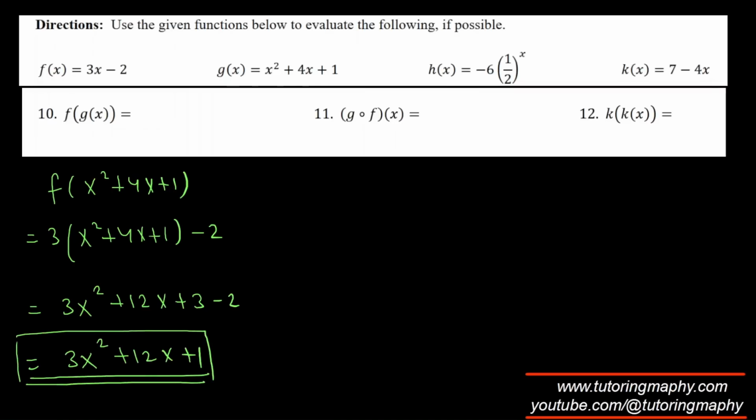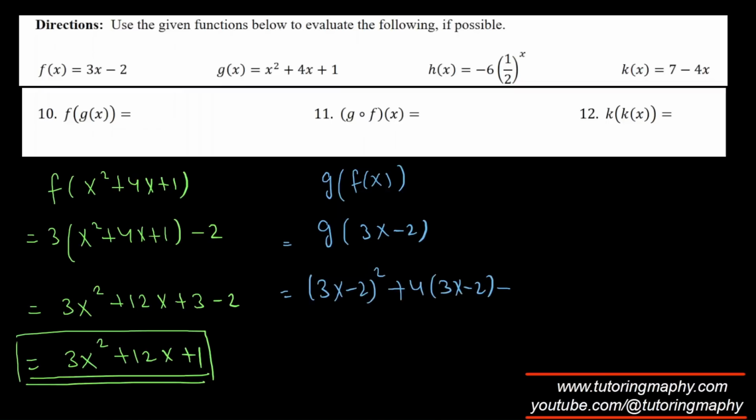Okay. Next is g of f of x. So g of f of x is going to look like g of 3x minus 2, which will be replacing every x over here with 3x minus 2. So this is going to look like (3x minus 2) whole squared plus 4 times (3x minus 2) plus 1. This is the (a minus b) whole squared identity. That's what I'm going to use.